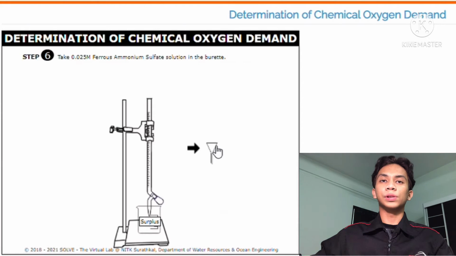Next, step 6. Take 0.025 N ferrous ammonium sulfate solution in the burette. This is the solution, and take it into the burette. Done.